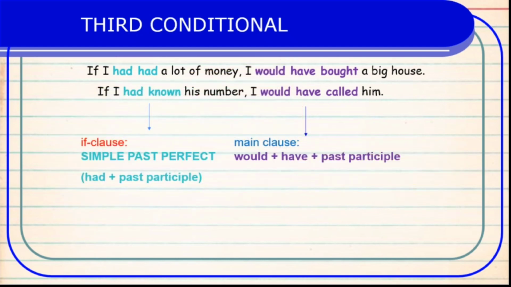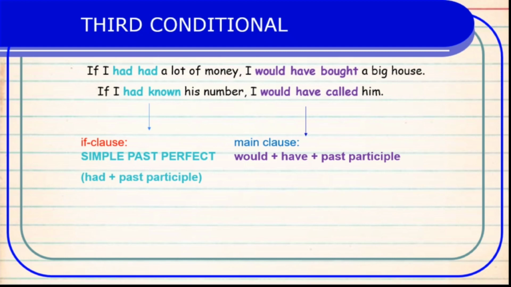So in our sentence, we have had from the word have. Its past participle is had. So if we put it together, the word had plus the past participle of have, which is had, it will be had had. It may sound weird, but it's right. And also had known from the word know. Its past tense is knew, and its past participle is known.